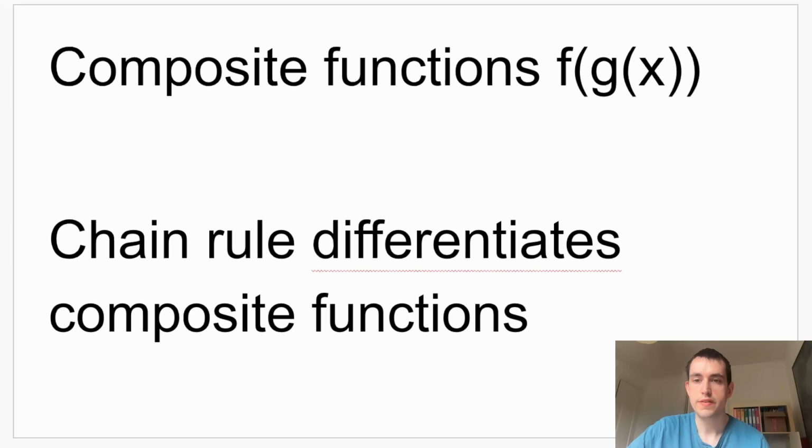If you know a composite function is f of g of x, the chain rule, or the Kettenregel, which sounds much more poetic in German to me, differentiates this composite function.